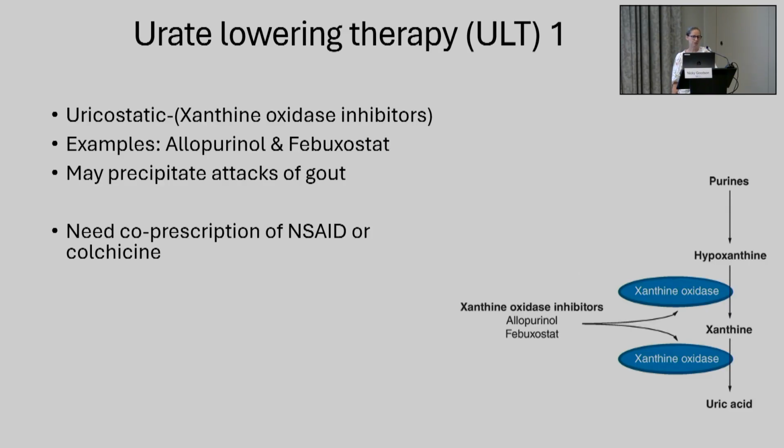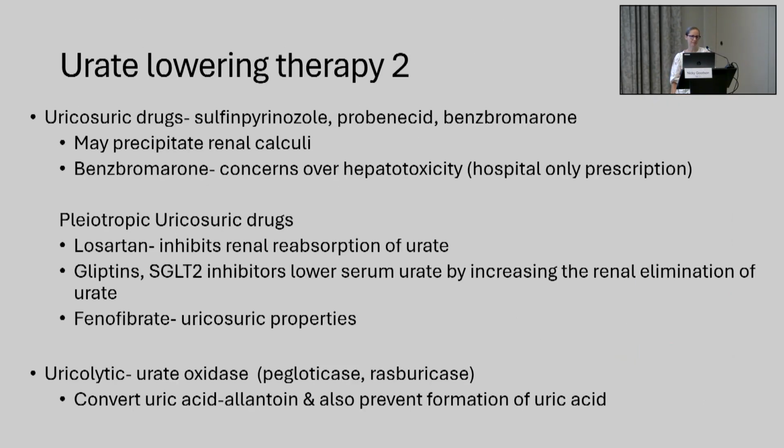Urate-lowering therapies that we tend to use are allopurinol and febuxostat. When you initiate therapy, because the urate level drops, that can actually precipitate an attack of gout, hence the need for these prophylactic treatments. The other urate-lowering therapies we tend to use less frequently, so the uricosuric drugs. I don't think I've ever prescribed probenecid or sulfinpyrazone, but we do use benzbromarone, but it's a hospital-only prescription because there are concerns over hepatotoxicity.